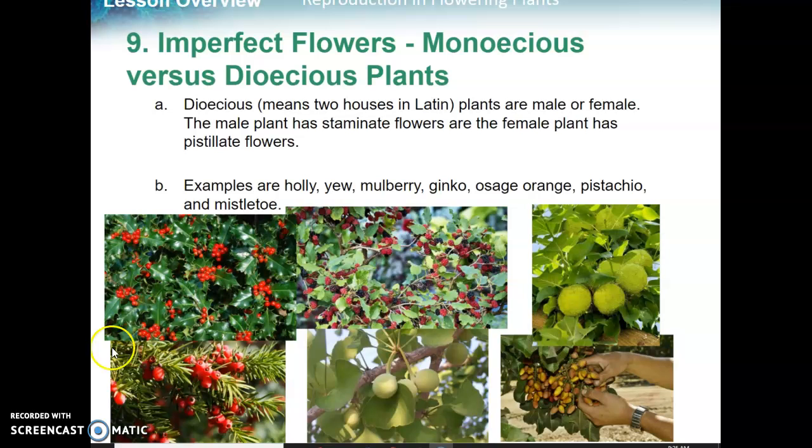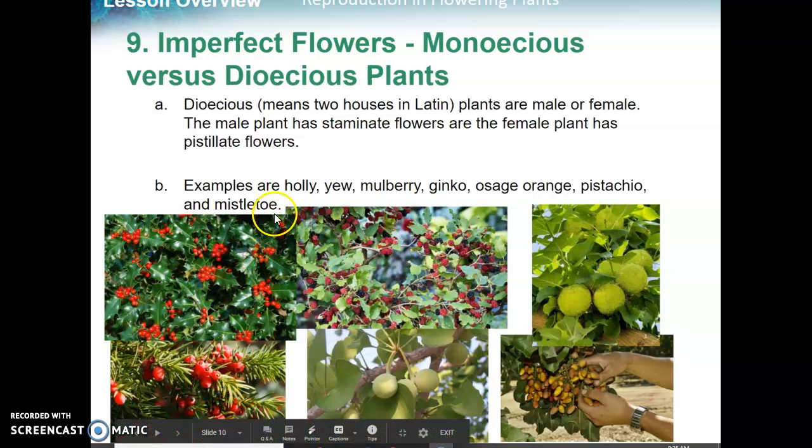And here's some examples. This is a holly bush. This is a female plant because it's got the red berries. Those are the seeds. And the seeds only happen on the female plant. So somewhere close by there would have to be a male plant that just has the male flowers that would carry the pollen to the female plant to form these berries. Same thing here. This is a mulberry tree. It's a female. An Osage orange. It's female. Almond tree. Female. Ginkgo tree with their really, really smelly fruit. Female. And Taxus yew bushes, which this is also a female.